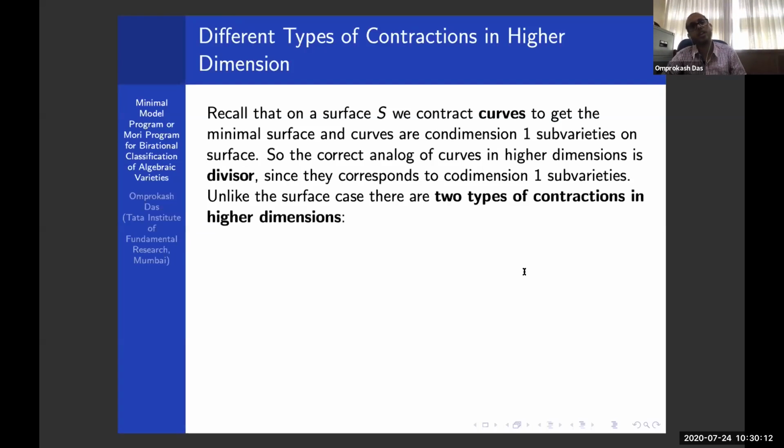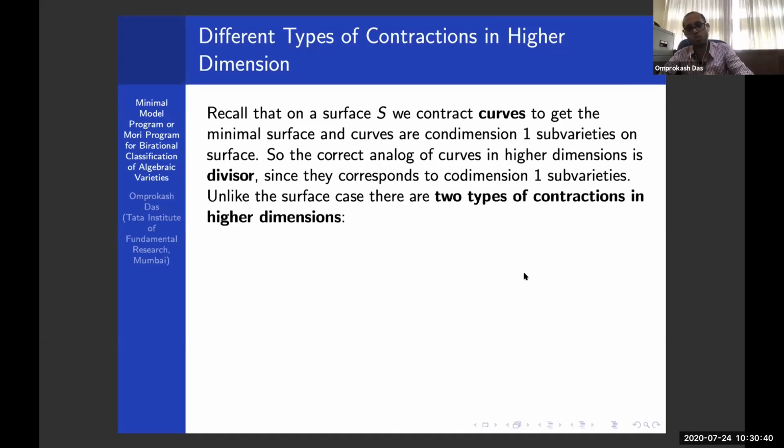Okay, so the natural generalization of curves in high dimension would be divisors for high dimensional varieties. When I'm contracting curves in a surface, we would contract divisors in high dimensional varieties, because divisors are codimension exactly 1. But unfortunately, just contracting divisors in high dimensional varieties is not enough to get a minimal model. So more specifically, there are 2 types of contraction in higher dimensions.